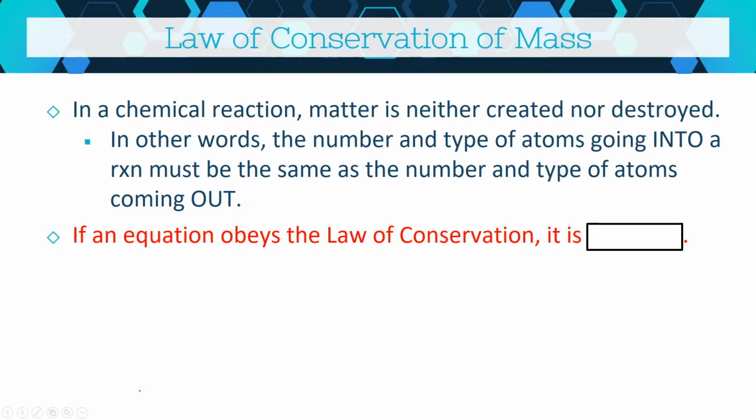Now, the reason this is important is we need to remember that we have to obey the law of conservation of mass. So in a chemical reaction, matter is neither created nor destroyed. In other words, the number and type of atoms going into a reaction must be the same number and type of atoms that come out. When an equation obeys the law of conservation of mass, then it is balanced, and this is what we want. We want our reactions to be balanced. We want to obey the law of conservation of mass. We don't want to try breaking the laws of the universe.